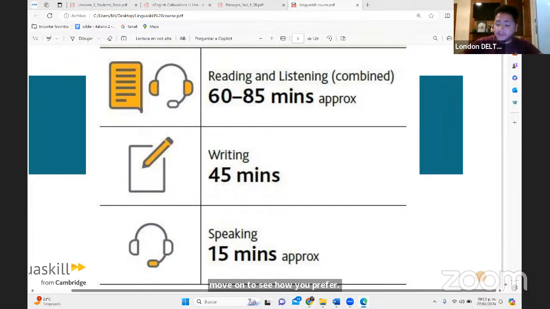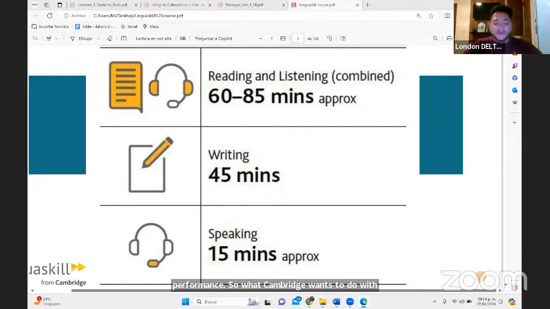Let's put an example from a regular exam on paper. Un examen que es sobre papel, las preguntas ya están escritas, ¿verdad? So they are already there. You don't change them. Linguaskill is different. Las preguntas no están escritas. Entonces las preguntas pueden aumentar de dificultad o disminuir de dificultad. This will be according to your performance. So what Cambridge wants to do with this is that you have a better experience.